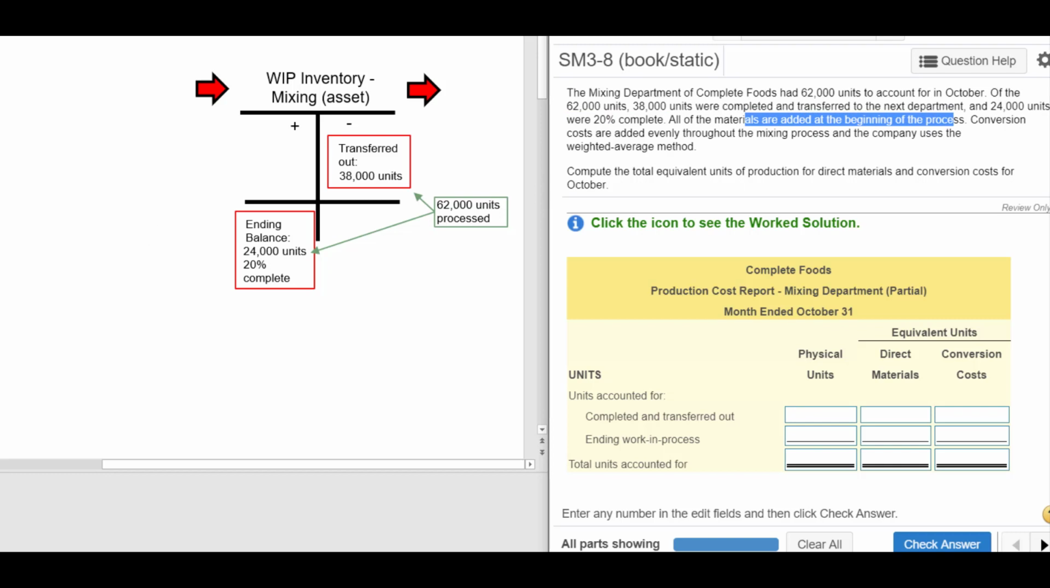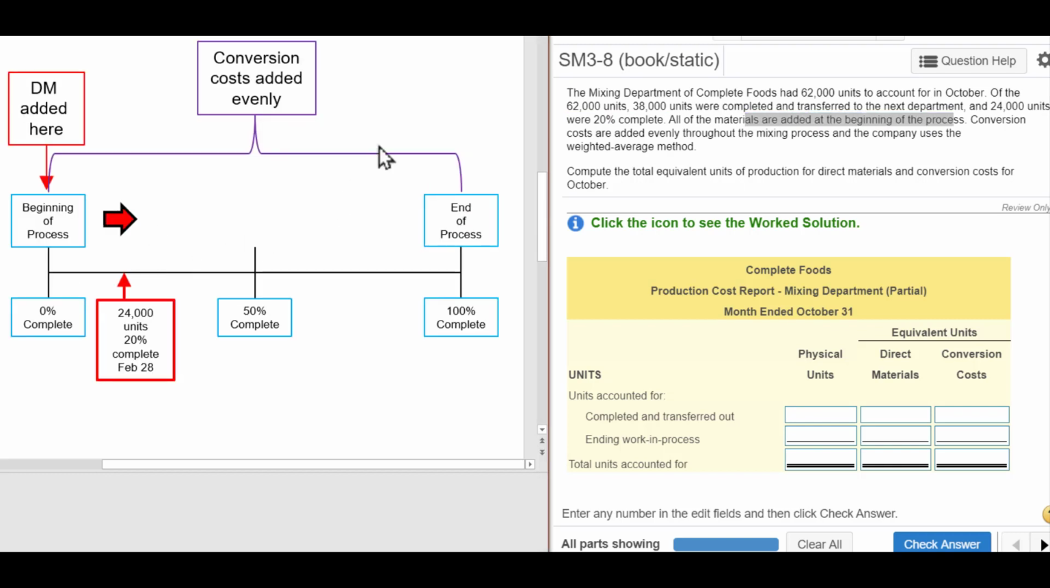So let me switch my slides over here. So here's a picture of our process. It begins from the left, goes to the right. The direct materials are added at the very beginning of the process, and conversion costs are added evenly throughout the process. And the company uses the weighted average method. So we're going to compute the total equivalent units of production for the direct materials and conversion costs for October.